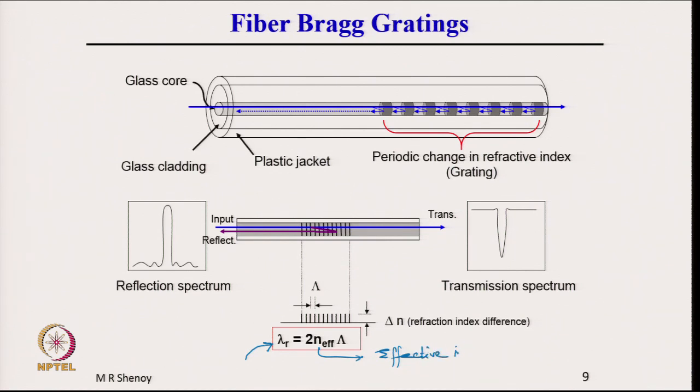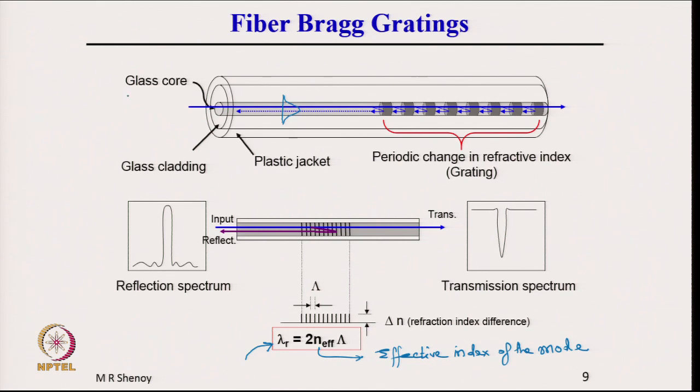Because it is a fiber, not free space, the refractive index is replaced by the effective index of the mode which is propagating in the fiber. It is a single mode fiber and the mode propagates like this, with a near Gaussian field distribution. The mode is characterized by an effective index and this effective index is very close to the refractive index.